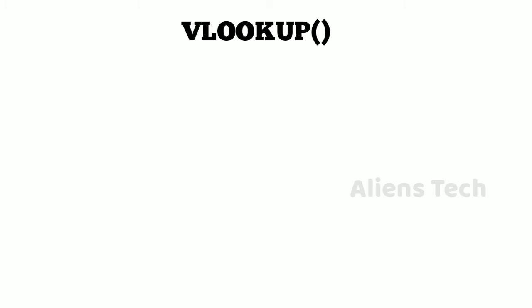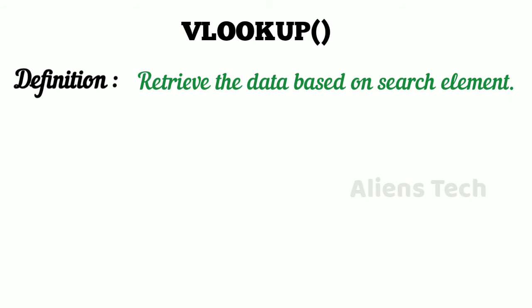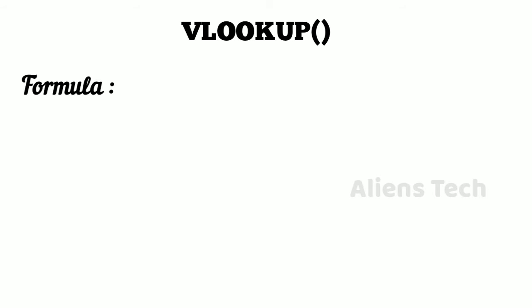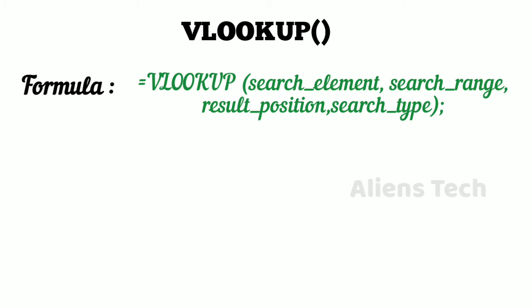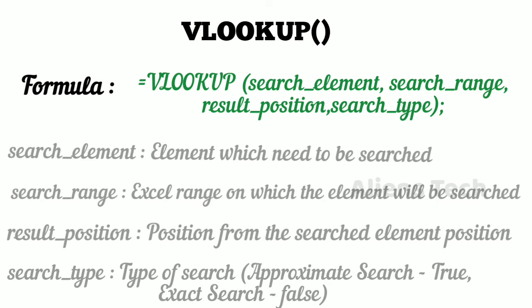VLOOKUP is a very important function in Excel which can be used to search for an element based on the criteria mentioned. Here we have defined the formula for VLOOKUP, and VLOOKUP accepts four parameters. The first one is a search element, and the second one is a search range. The search element is the element you want to search for in the specified range.